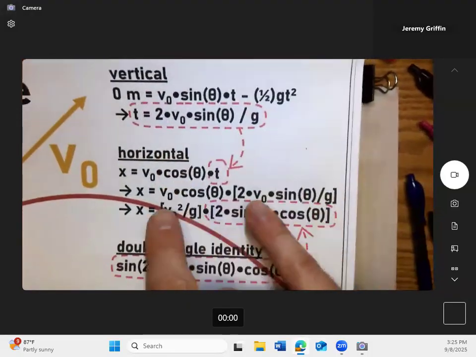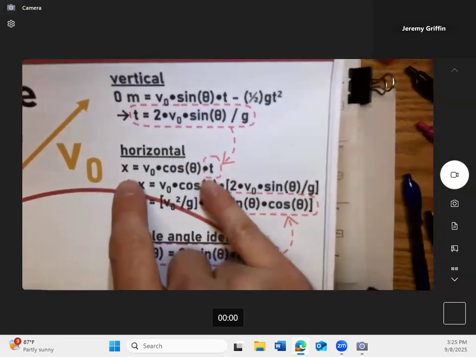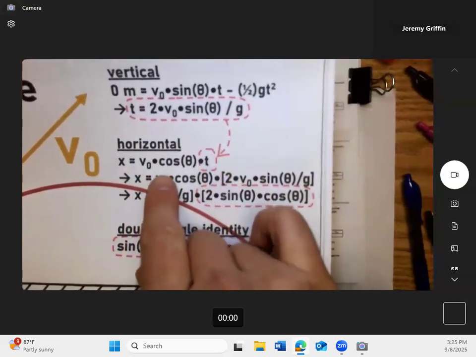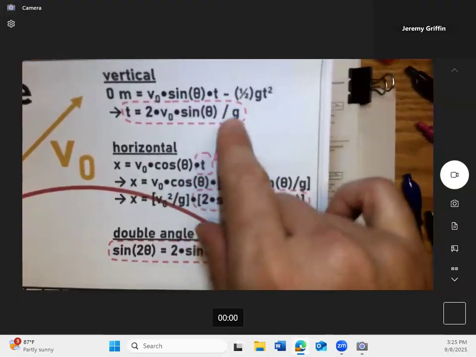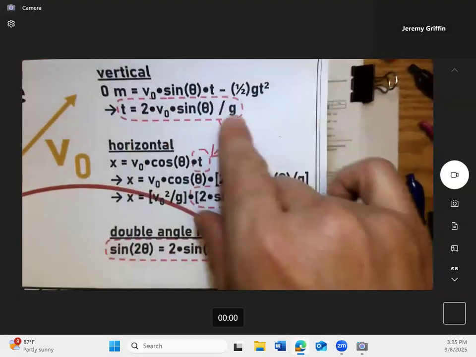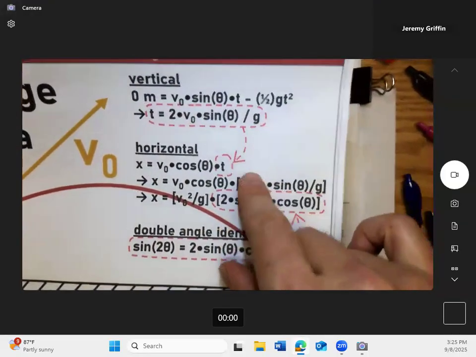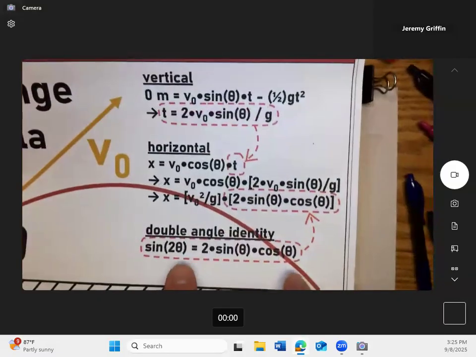Okay. Then I switch over to horizontal to say how far it goes across the field: V cosine theta times the amount of time, where the amount of time has to do with this vertical constraint because gravity's pulling down. So you build a substitution. All right, and then one more detail.